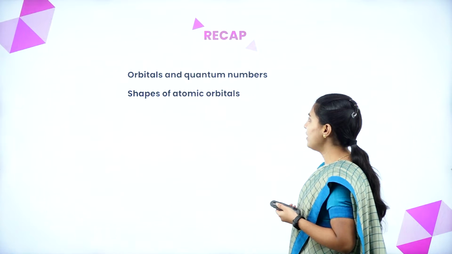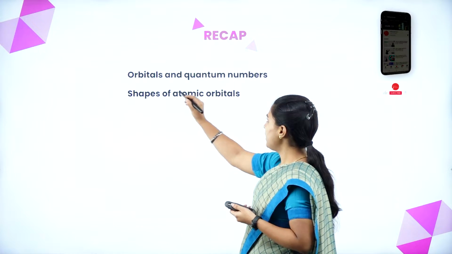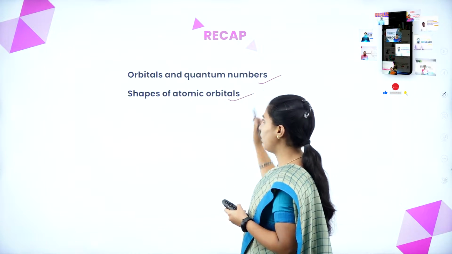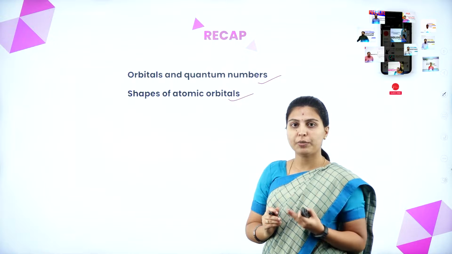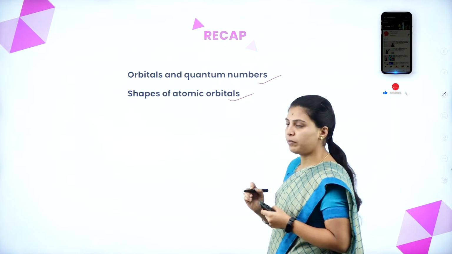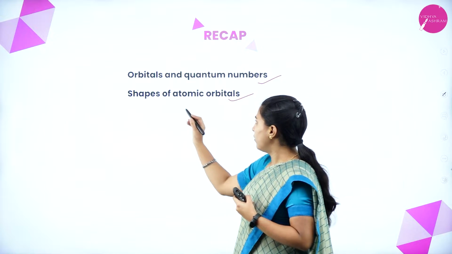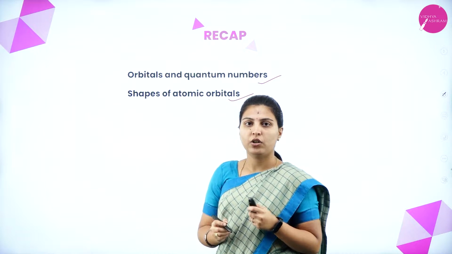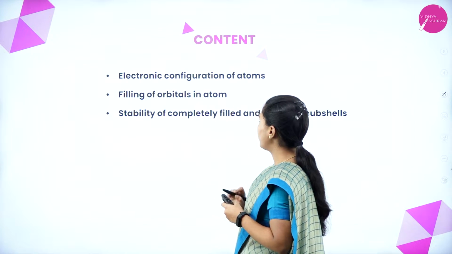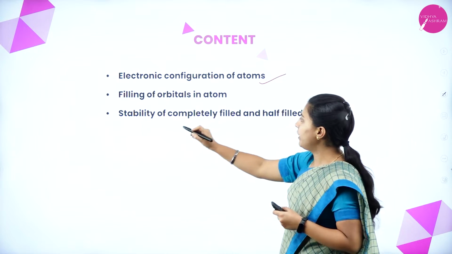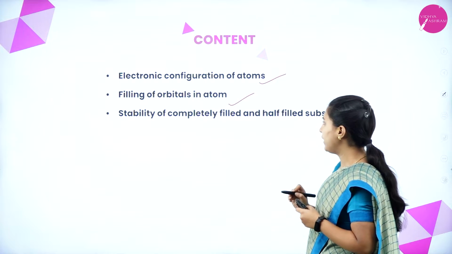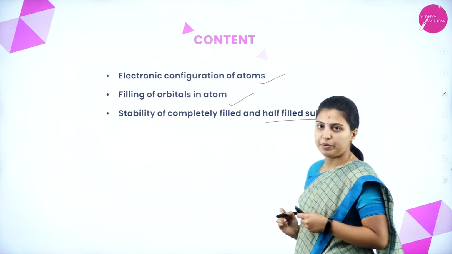In the last session we have seen orbitals, quantum numbers and shapes of atomic orbitals. In this session, we will cover electronic configuration of atoms, filling of orbitals in an atom, and stability of completely filled and half-filled subshells.